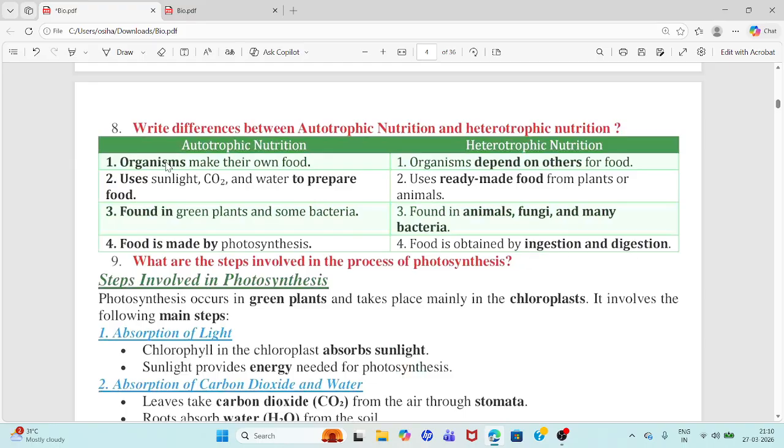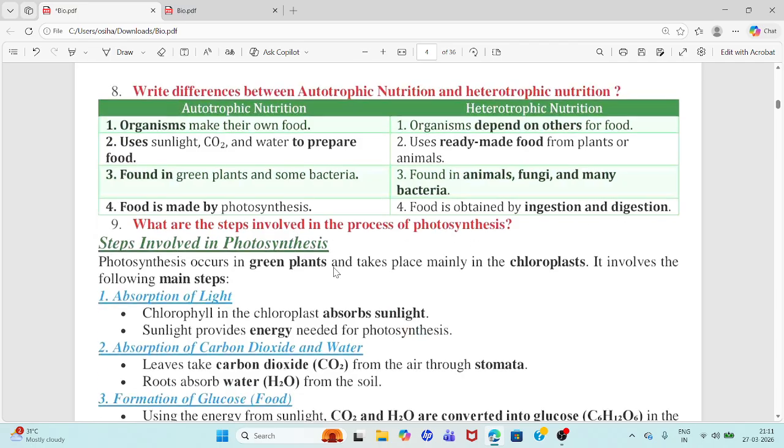So here organisms make their own food, here they depend on others for food. Here it uses sunlight, carbon dioxide, and water to prepare food. Here it uses ready-made food from plants and animals. Here, found in green plants and some bacteria. Here, in animals, fungi, and many bacteria it is found. So food is made by photosynthesis here, and here it is obtained by ingestion and digestion.